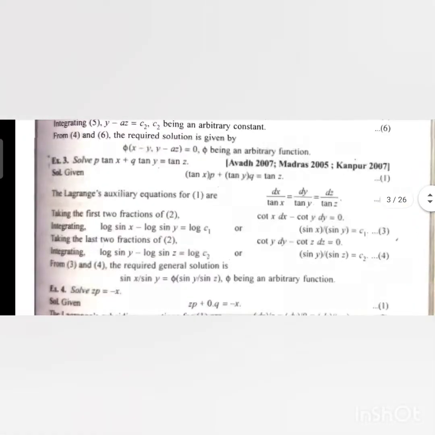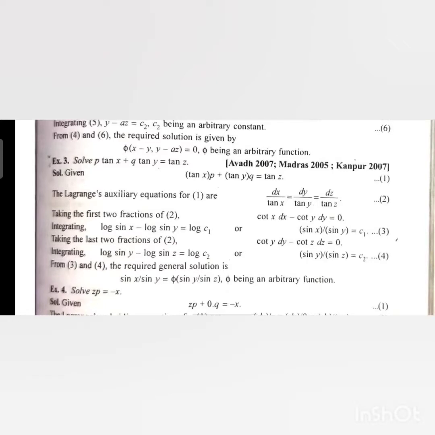Similarly you can take another example. Solve p tan x plus q tan y equals tan z. I hope everything is clear, everything is going very smoothly for all of you, and you are getting my point, what I am trying to say. Given tan x, the coefficient of small p is tan x, the coefficient of small q is tan y, and the right hand side is tan z.